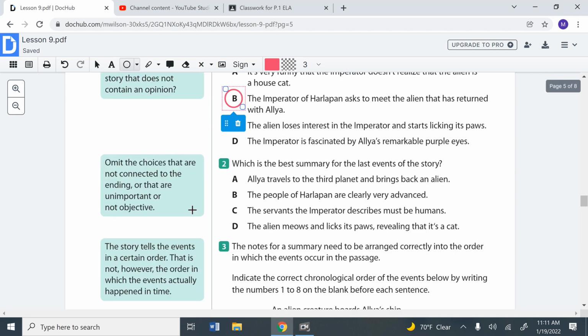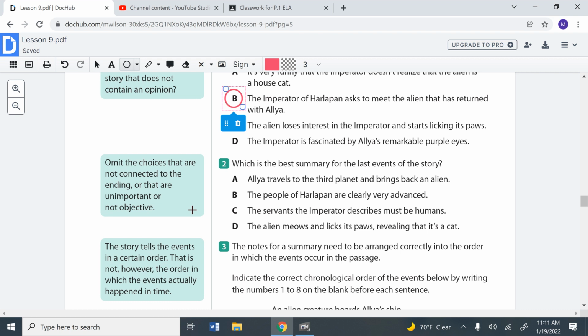Moving on to number 2, which is the best summary for the last events of the story? Is it A, Aaliyah travels to the third planet and brings back an alien? B, the people of Harlepon are clearly very advanced? C, the servants of the Imperator describes must be humans? Or D, the alien meows and licks its paws, revealing that it is a cat?